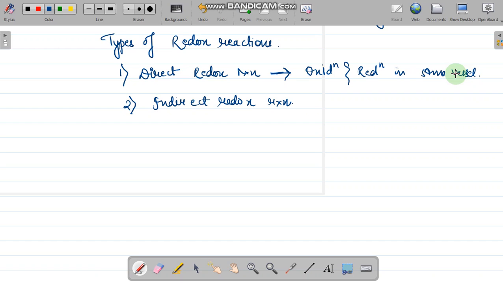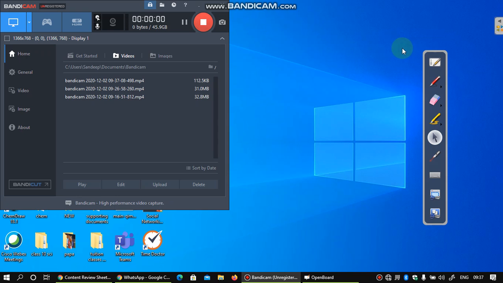If we say an indirect redox reaction, it means the reactions in which oxidation and reduction take place in different vessels. Then it is going to be called indirect. And these indirect redox reactions are the basis of the electrochemical cells. This is the basis for the electrochemical cells.